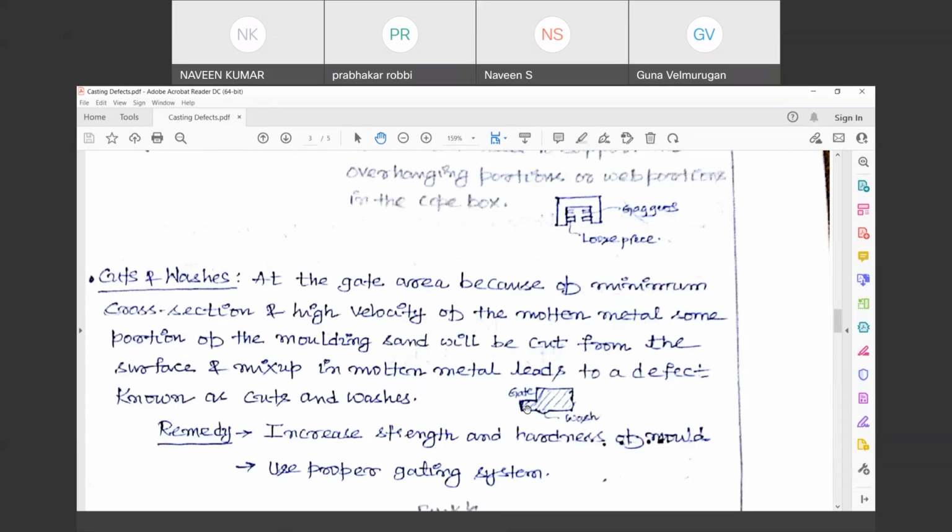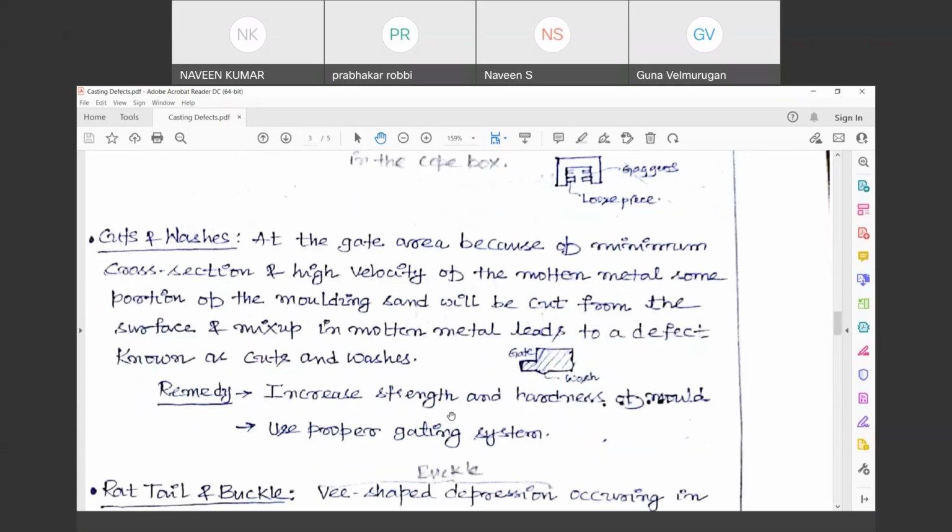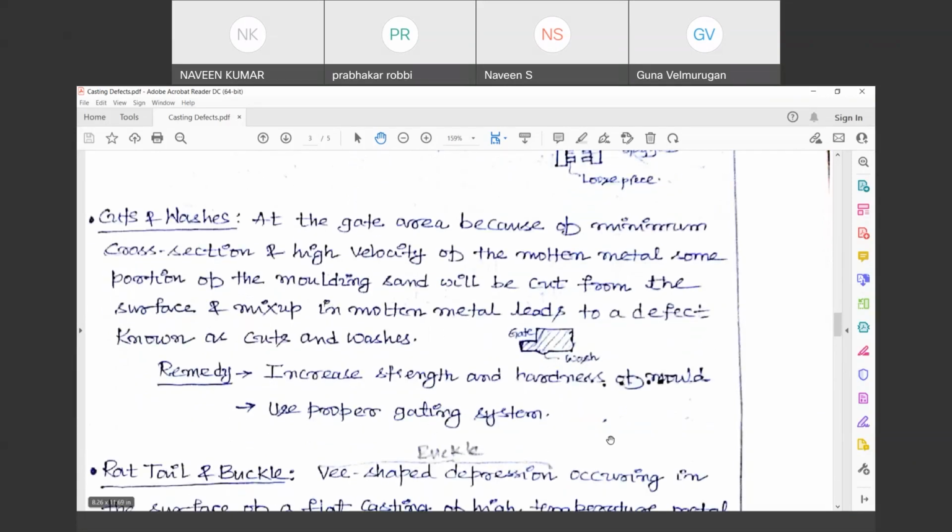The turbulence, the mixing will happen. Because of that mixing, that molding sand will be taken away from the mold surface and will mix into the casting. That is not good. Those are called cuts and washes. And sometimes it will create some indentations because high velocity metal is coming and hitting the mold surface. So that is what are called cuts and washes. So proper gating system is one of the remedies in this case. Or maybe you can increase the strength of the mold itself.